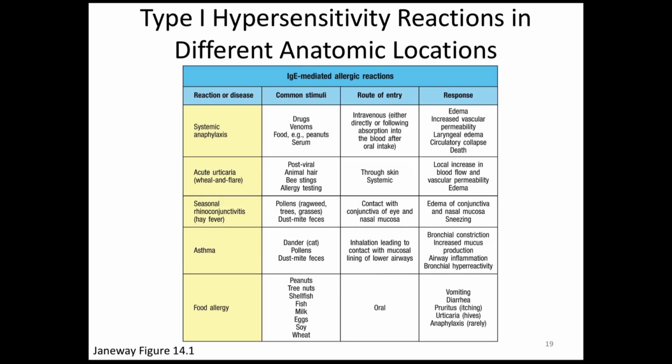And so you can see, we've got anaphylactic shock. That's type 1 hypersensitivity. We have a lot of skin issues. We have asthma. We have food allergies. We have hay fever. All the same exact response. They're just mast cells doing their thing in different anatomic locations.